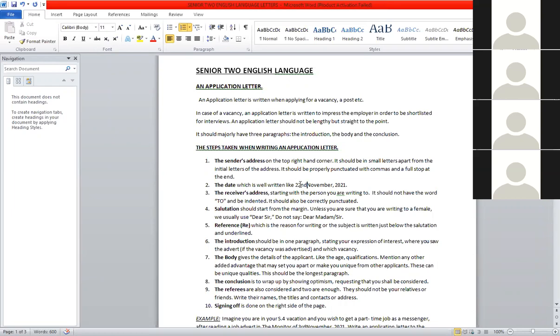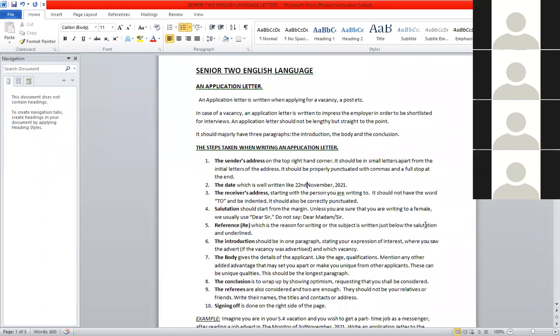So the next one is the receiver's address. Who are you writing to? And it has to be complete. Sometimes they might not give you the box number, but be creative enough to have it there. If it has been given to you, then you write it there. So after that, and it is also well punctuated, commas and then a full stop at the end.